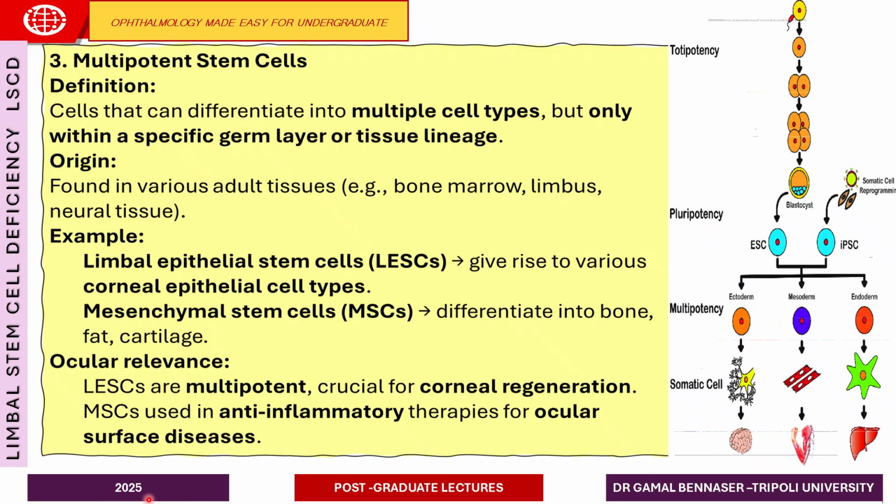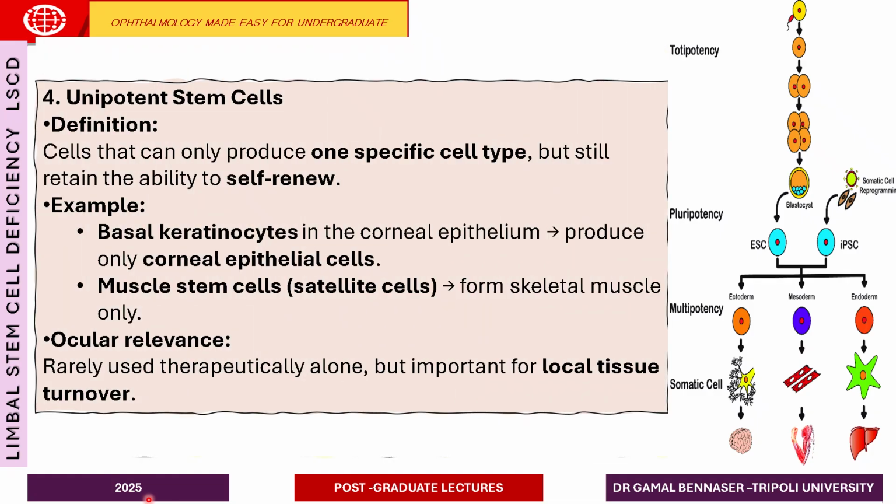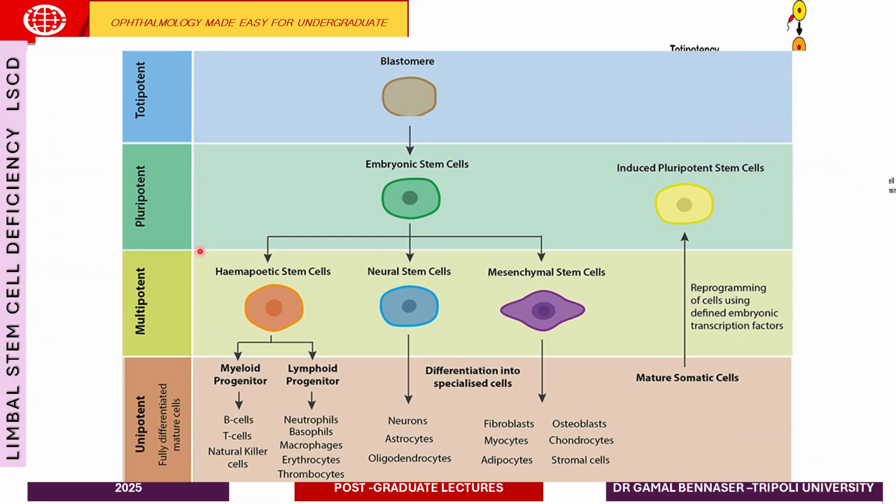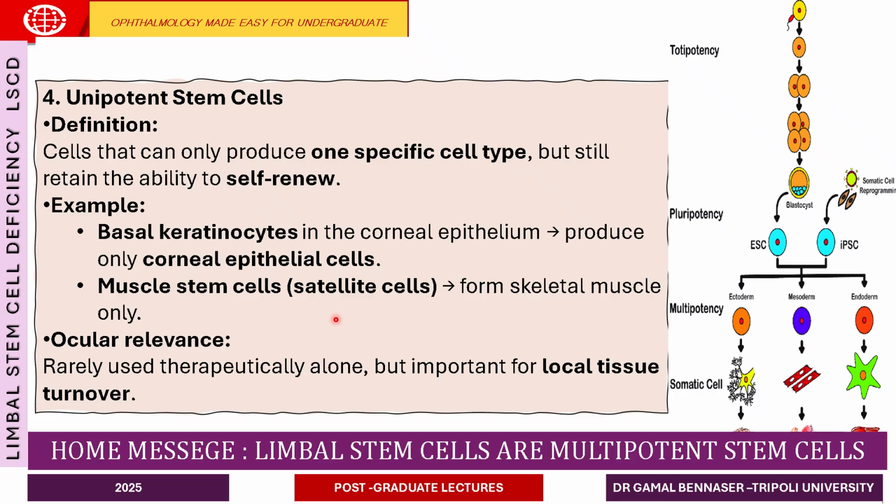Now, the final type of stem cells is the unipotent stem cells. These unipotent stem cells are capable of self-renewal and regeneration, but they form only one specific cell line. And the most common typical example is the basal layer of any epithelial cells. As you know, the basal layer will multiply and proliferate and migrate to the surface and form only the corneal epithelium, for example, but it will not differentiate into another type of cells. So this is called unipotent stem cells. The same thing is present in the muscles, where one type of cells will end up forming only the skeletal muscles.